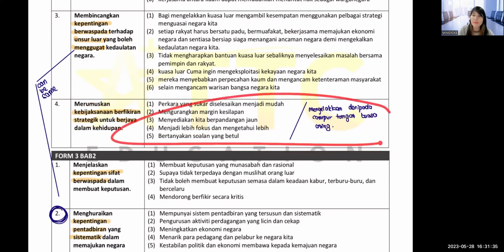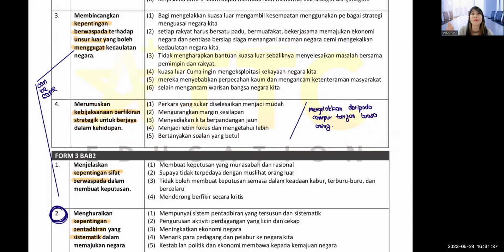Yeah, you can also prevent being invaded. You can prevent being tricked. Supaya tidak, you can also say that, supaya tidak mudah terpedaya oleh kuasa asing. You see, not easily tricked. Whatever you can think of, you can put in.